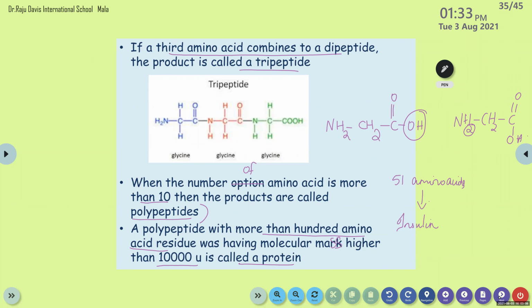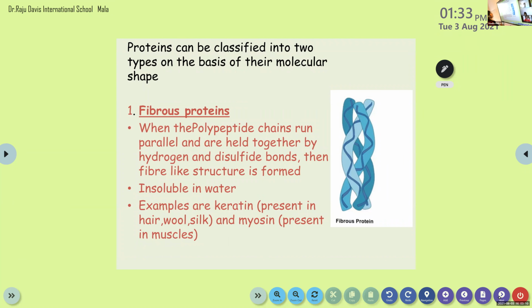Then these proteins can be classified into two types based on their molecular shape. First one is fibrous protein. When the polypeptide chains run parallel and are held together by hydrogen and disulfide bonds, then a fiber-like structure is formed.